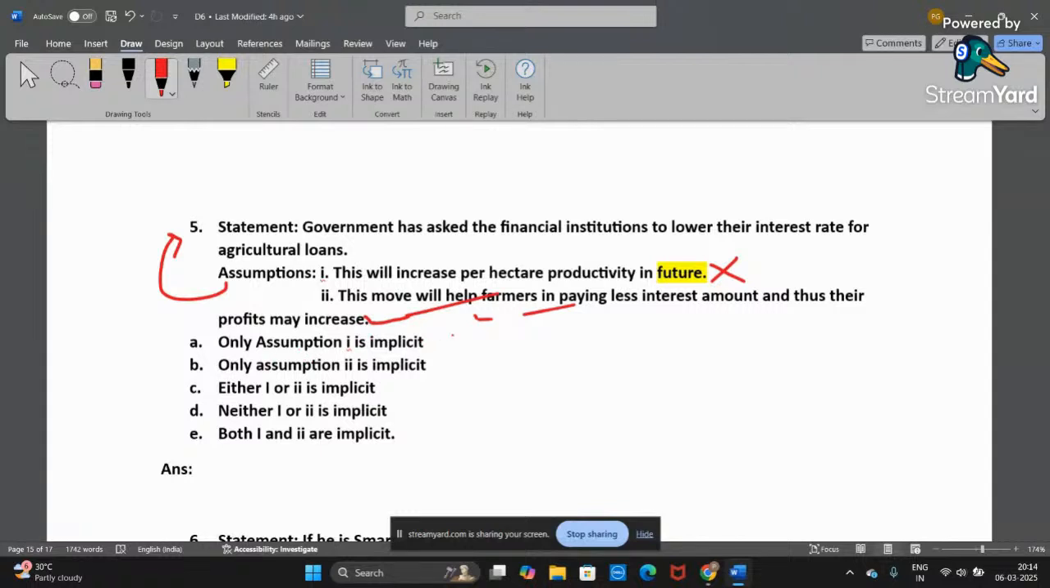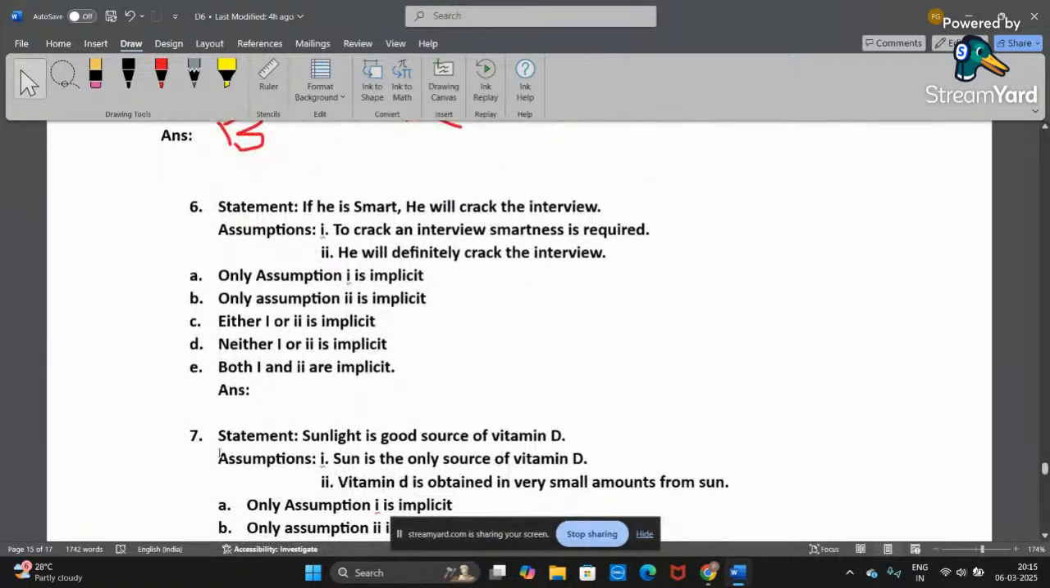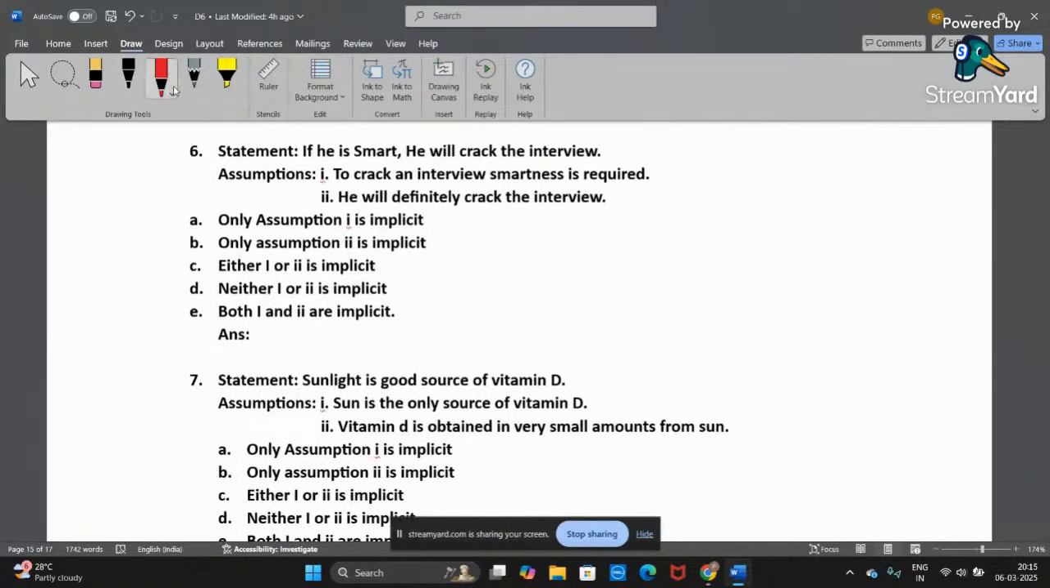Only assumption one is simply no. Implicit means correct or true. Explicit means false or wrong. Only assumption two is correct. We know either one or two. Here we exactly know that this option is correct, so even this is wrong. Neither. Both one and two, even this is wrong. In this, we know that the second option is correct. So option B is your right answer. Now let's move on to the sixth one.